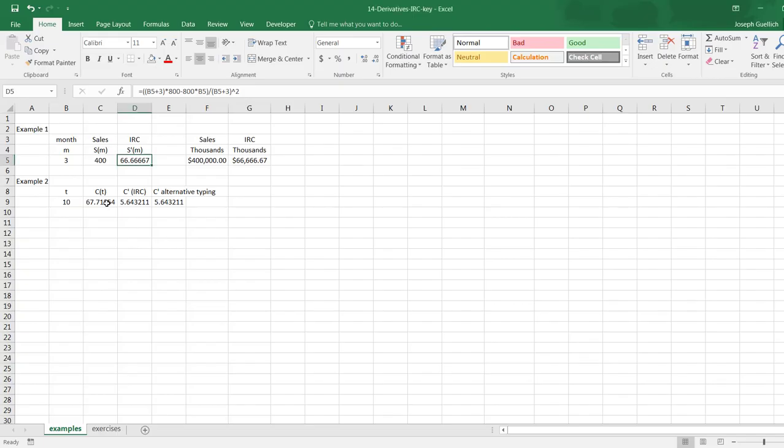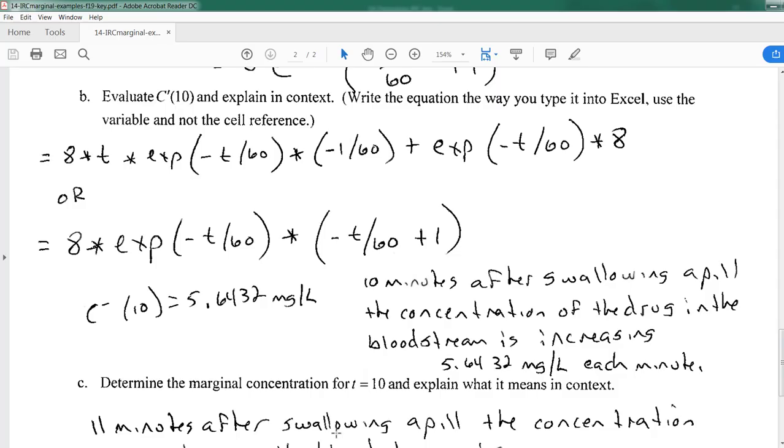So looking at Excel, there it is written out with everything. And the second one is written out in a factored form. A little bit less typing, but if you don't know how to factor, then you'll have to type it the long way. And then the explanation. So the input, 10 minutes after swallowing a pill, the output, concentration of the drug in the bloodstream, is increasing. The slope is positive. That amount, 5.6432 milligrams per liter every minute.